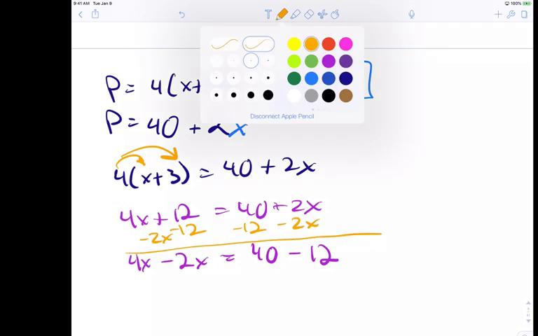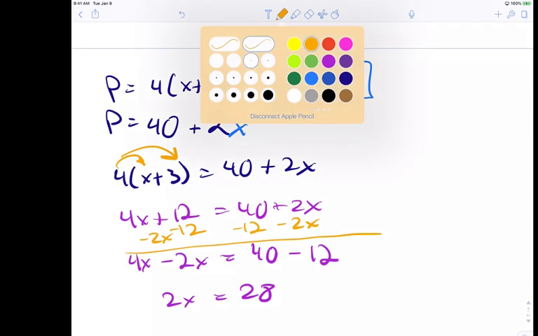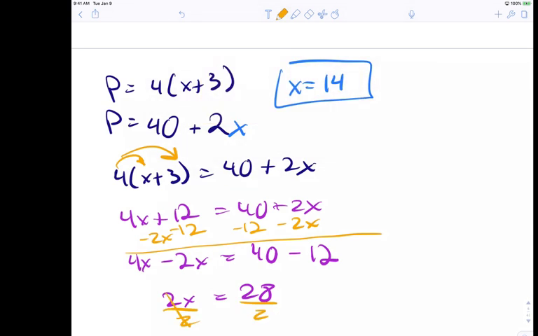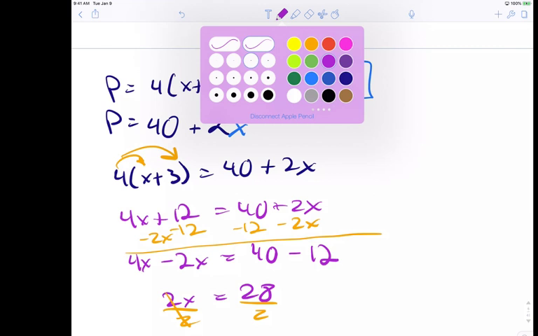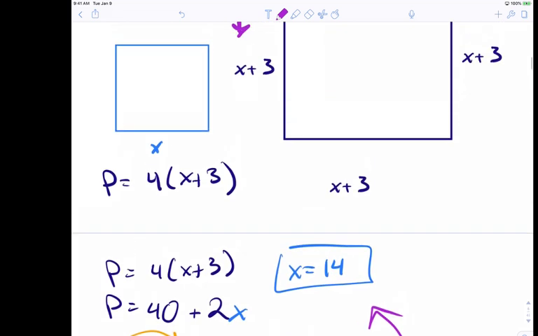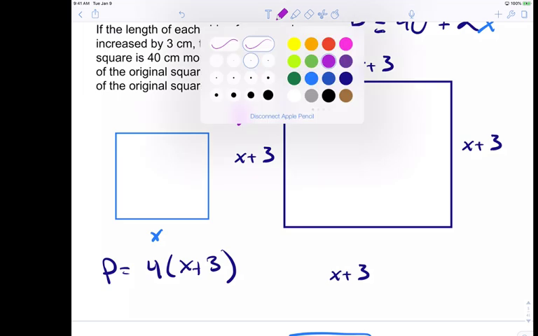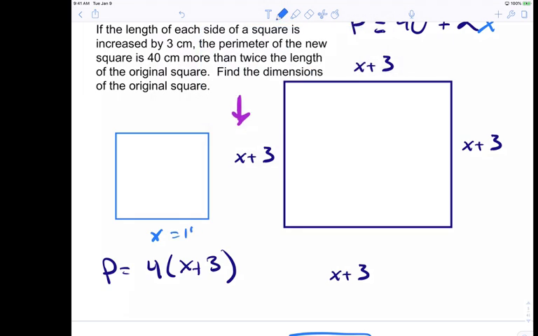All right, so then we combine like terms. We get 2x equals 28, right? Then divide by 2. And I can agree with x equals 14. Now, what does this mean? We're saying that x is 14 what? Centimeters. So our claim is that x is 14 centimeters. We just need to do our best to see if it makes sense in the context of the original.